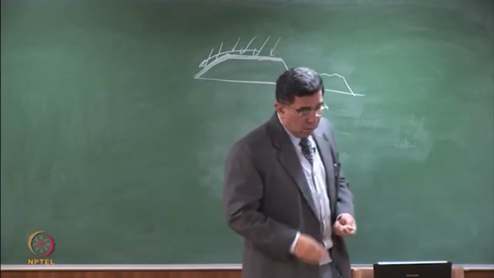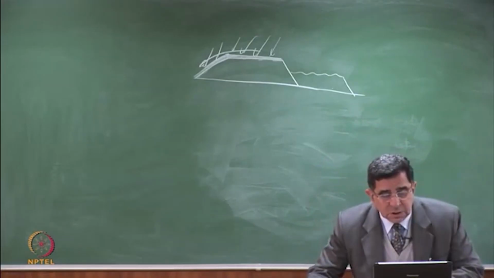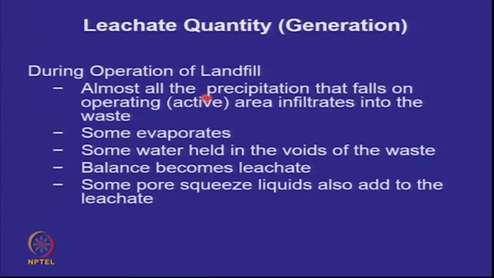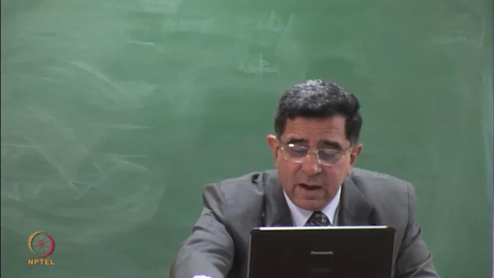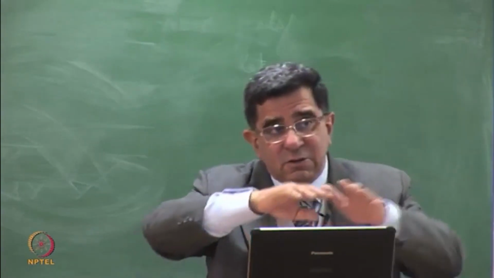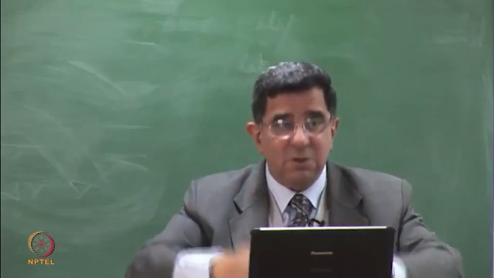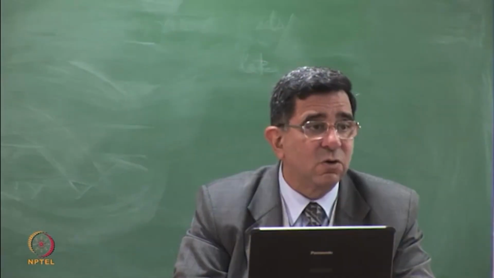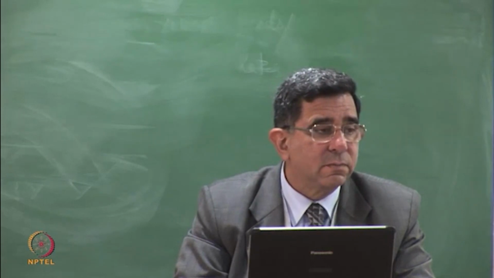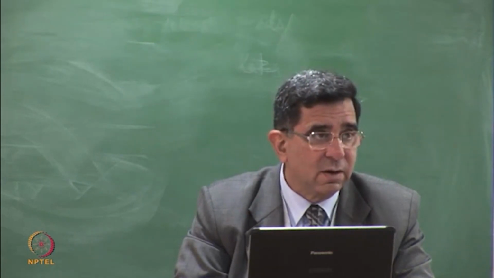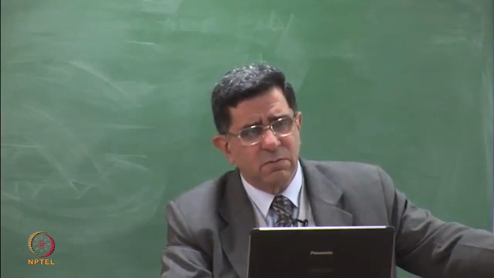So almost all the precipitation that falls on the operating area. So after looking at this, do you want to improve it? You would like to put a daily cover. A daily cover, because if the rain comes on the daily cover and if it is sloping, okay, 60 to 70% of it will go in because it's only soil, there is no vegetation on it. But still 30% of it will run off.